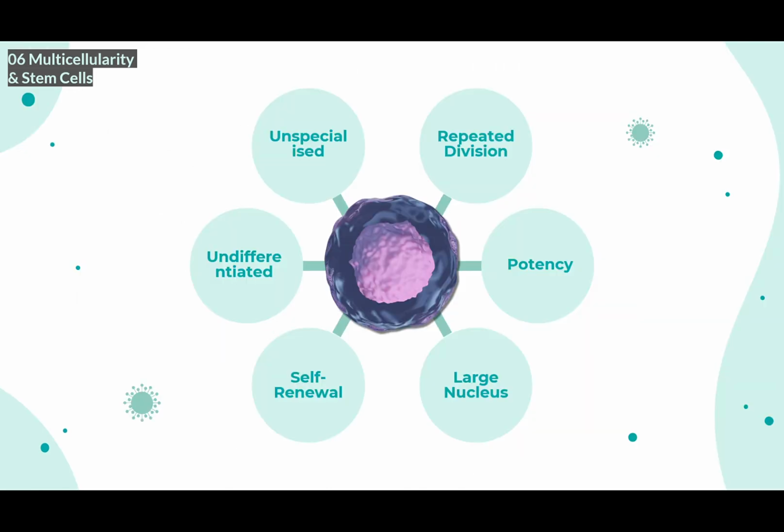Stem cells, interesting. The properties of stem cells are characterized as unspecialized and undifferentiated, so they do not go at first to the process of cell differentiation. They divide repeatedly into a large number of cells, which is why they're able to have self-renewal. They also can differentiate into different types of cells due to their potency, and they have a large nucleus relative to the volume. And here in the middle you also see a picture of a stem cell.